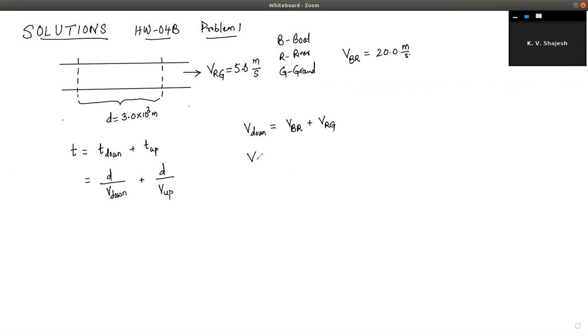The time taken for the upstream would be the same distance d, but this time with the velocity for the upstream motion. In the upstream motion, we have velocity of the boat with respect to the river, and the velocity of the river itself is in the opposite direction. So this will be subtracted out. So overall, we have d, the distance, over velocity of the boat with respect to the river plus velocity of the river with respect to ground for the downstream leg. This takes a smaller amount of time because the denominator is larger, which is what intuitively we expect.